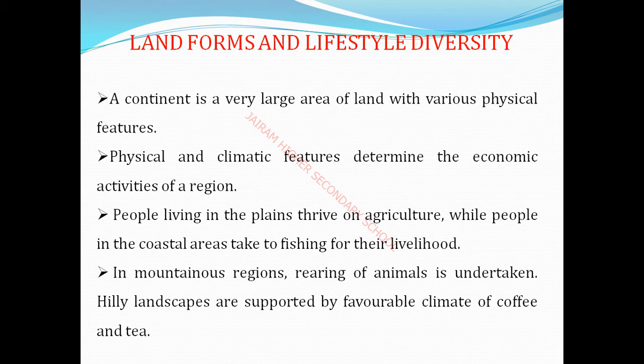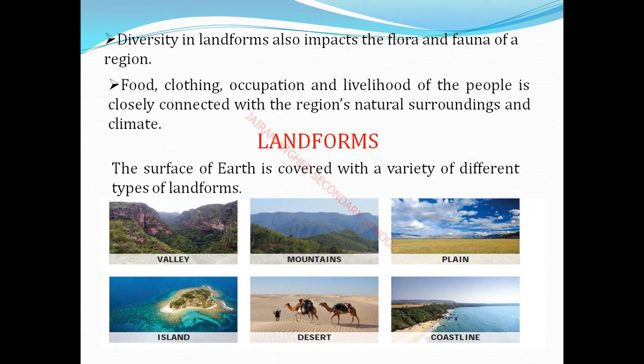What is an example of a plantation crop? You have to say coffee and tea are the major examples of plantation crops. Okay. Next, see, diversity in landforms also impacts the flora and fauna of a region.